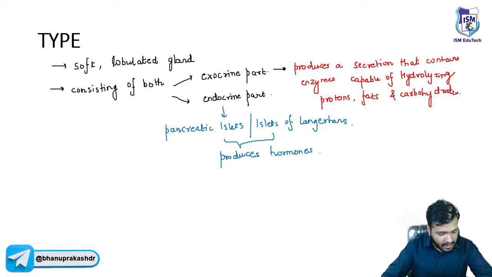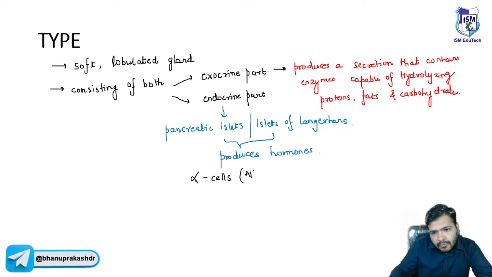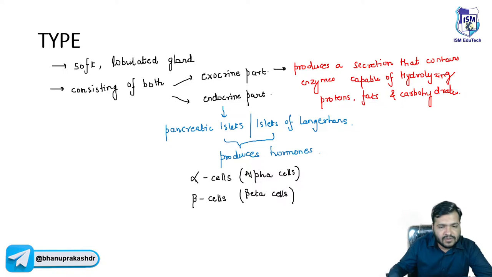Usman, insulin is there, but what all different types of cells will you see over here? You already know, we have the alpha cells, then we have beta cells, then we have the delta cells.